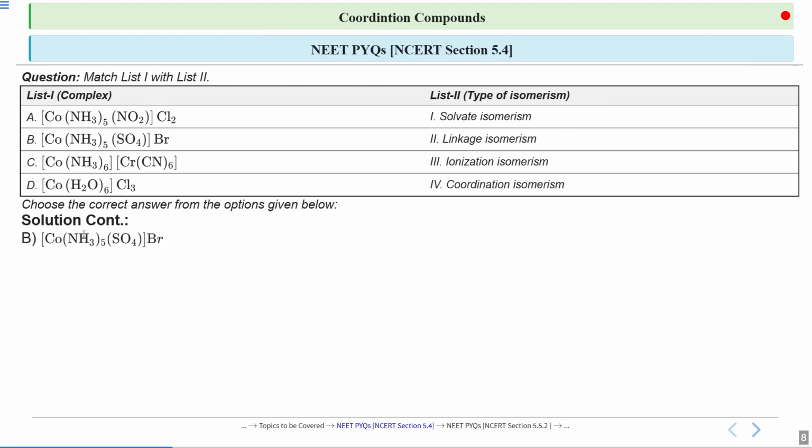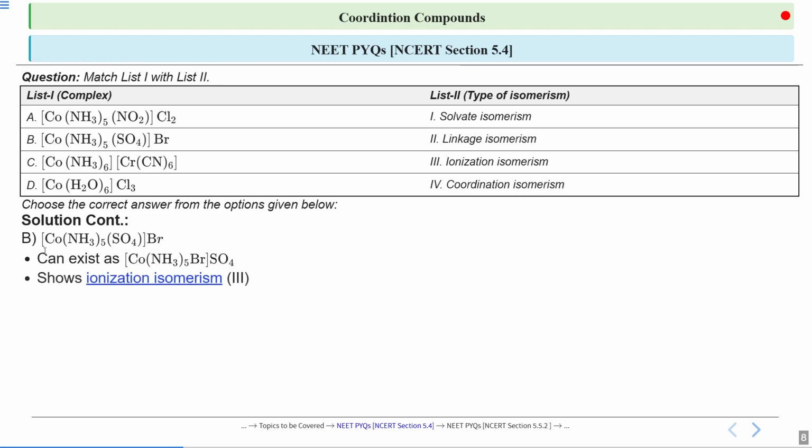Similarly, if we talk about our next complex, that is B, cobalt ammonia whole 5 sulfate bromide, right? Now, if we see, it can also exist as cobalt ammonia whole 5 bromide, where the bromide goes inside and the sulfate goes outside, like an exchange of ions, right? Bromide, which is a counter ion, will go inside the coordination sphere, and sulfate, which is a ligand, will come outside of the coordination sphere and then act as a counter ion. So this complex can also exist as that complex where the exchange of the ions has happened.